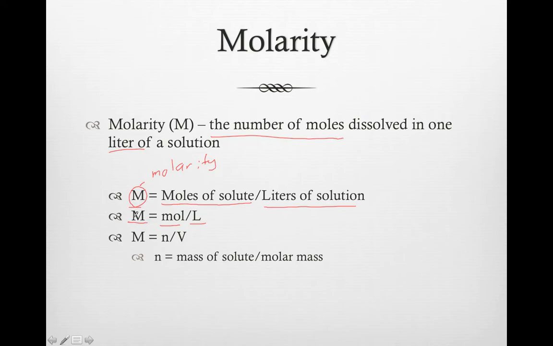This M, because it's moles per liter, means molar. This is the M that goes after your number. So molarity equals moles divided by volume, M equals n over V. Again, n is moles, and to find moles, you take the mass of your solute divided by your molar mass. That's our mole conversion, which we've done already, and which is why that's really important.